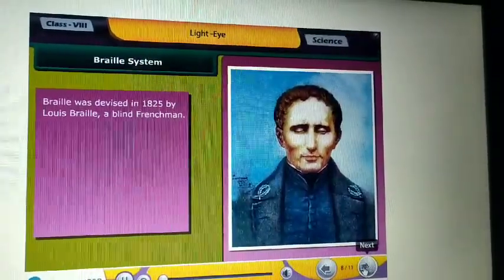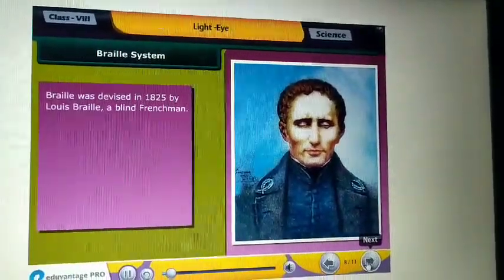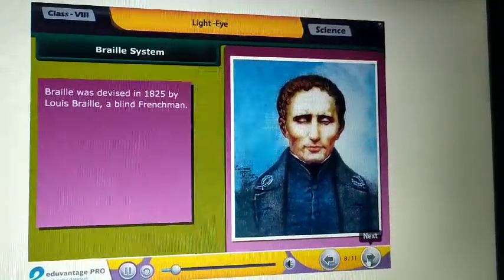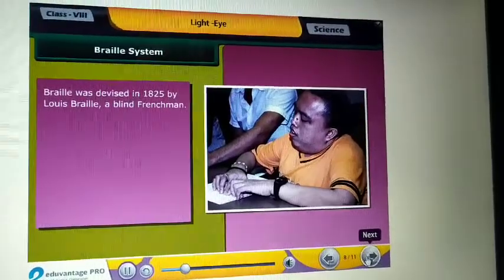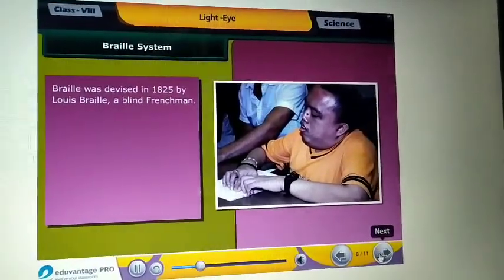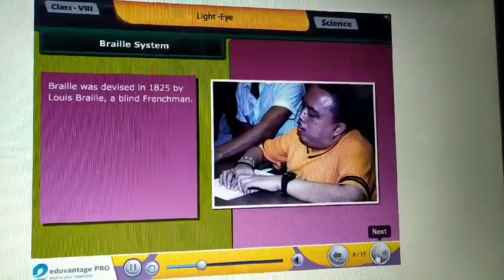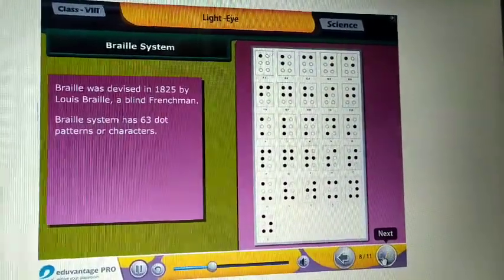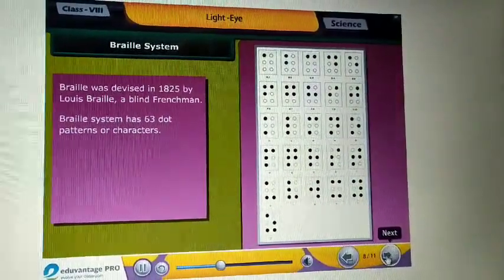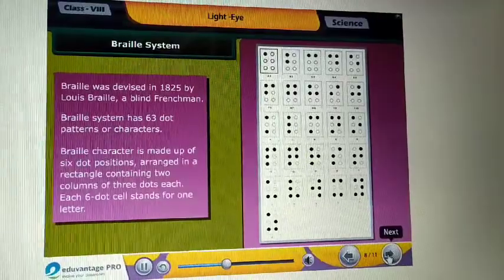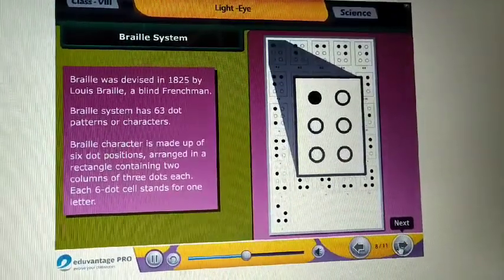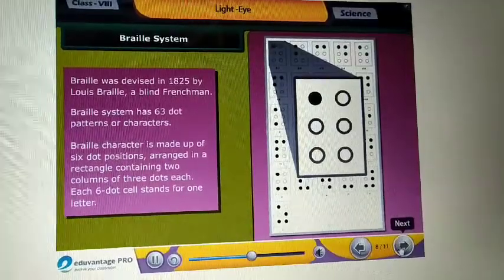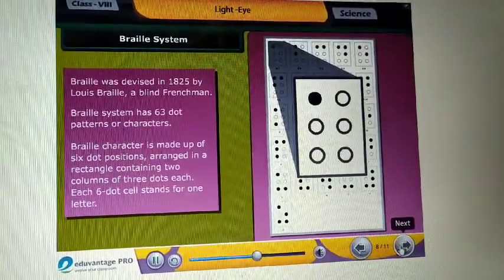Braille was devised in 1825 by Louis Braille, a blind Frenchman. Braille is a writing system which enables blind and partially sighted people to read and write through touch. Braille system has 63 dot patterns or characters. A Braille character is made up of 6 dot positions arranged in a rectangle containing 2 columns of 3 dots each.